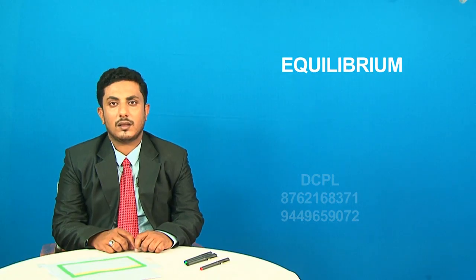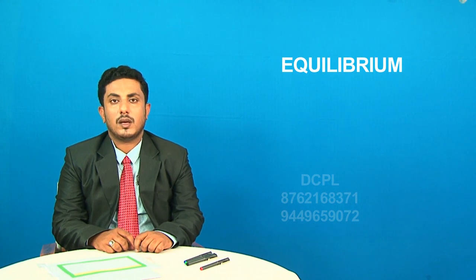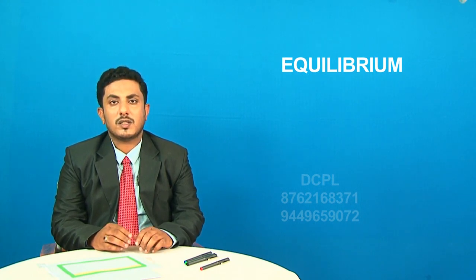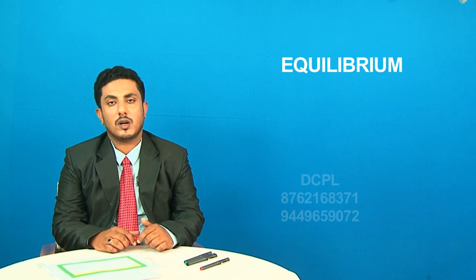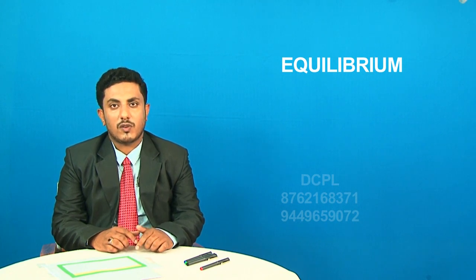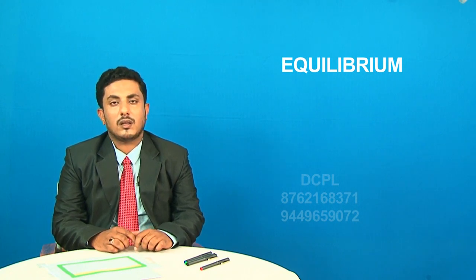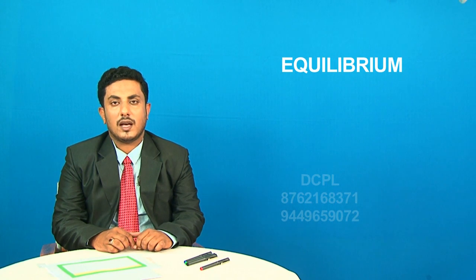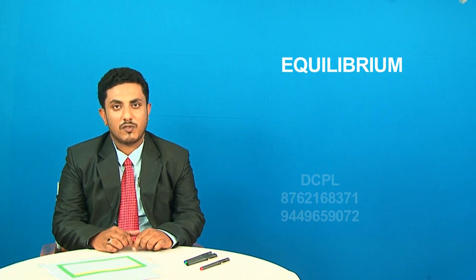I will be dealing with the chapter equilibrium. In this chapter, we will be discussing concepts related to equilibrium constant. We will see how to calculate the equilibrium constant in terms of concentration and in terms of pressure. We will also discuss the relation between Kc and Kp, that is equilibrium constant in terms of concentration as well as equilibrium constant in terms of pressure.